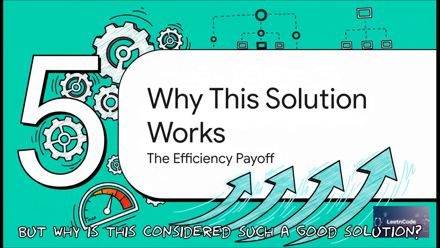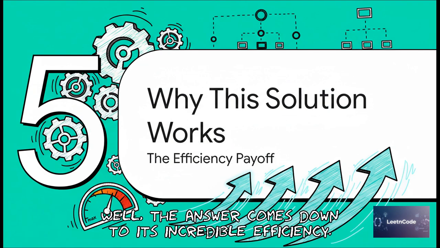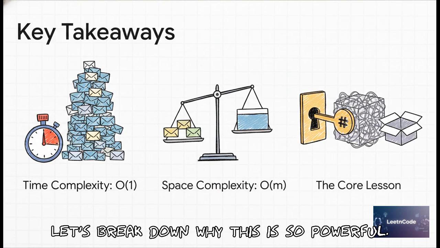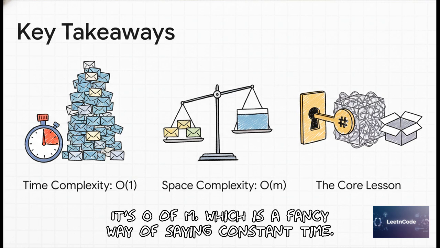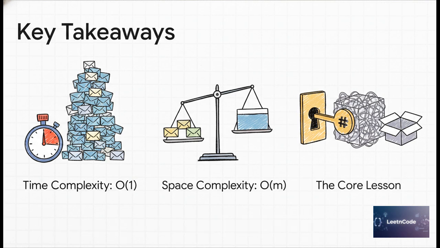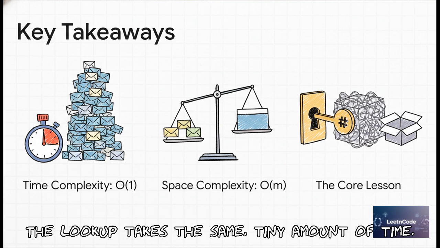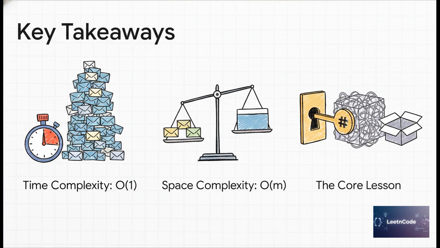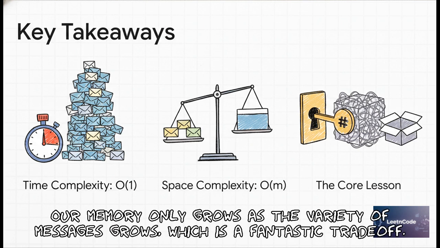So we've seen that it works. It's logical. But why is this considered such a good solution? Well, the answer comes down to its incredible efficiency. Let's break down why this is so powerful. First, the time complexity. It's O of 1, which is a fancy way of saying constant time. It basically means our check is instantaneous. It doesn't matter if we have 10 unique messages in our memory or 10 million. The lookup takes the same tiny amount of time. It never slows down. Second, space complexity is O of M, where M is just the number of unique messages. Our memory only grows as the variety of messages grows, which is a fantastic trade-off.